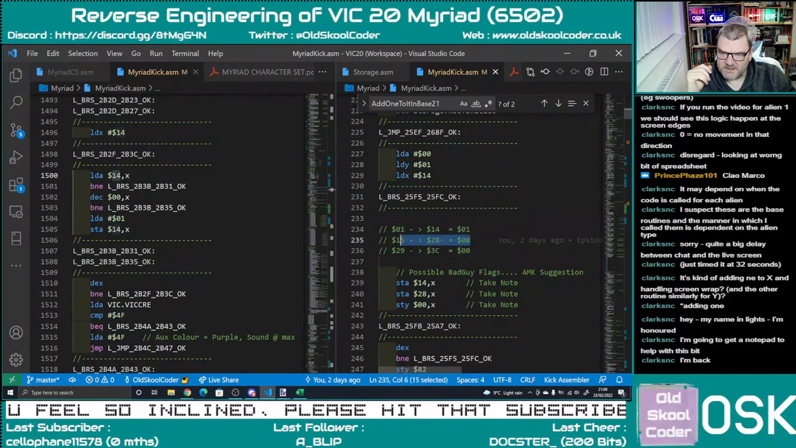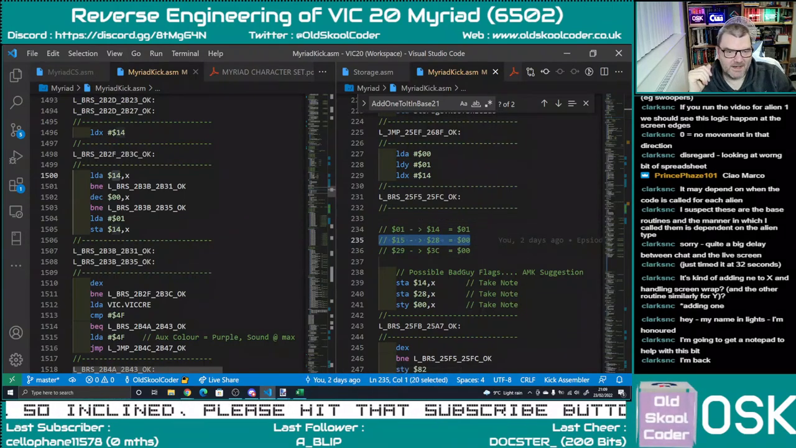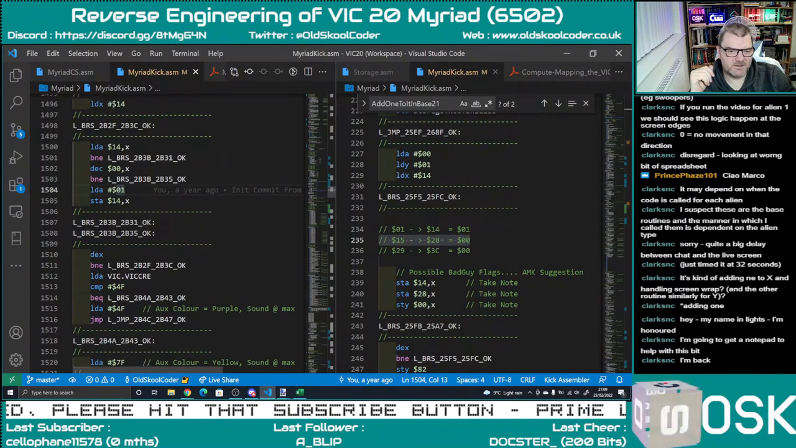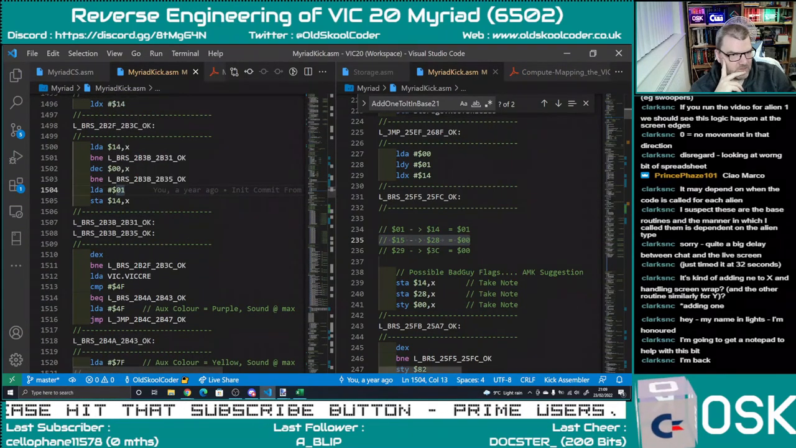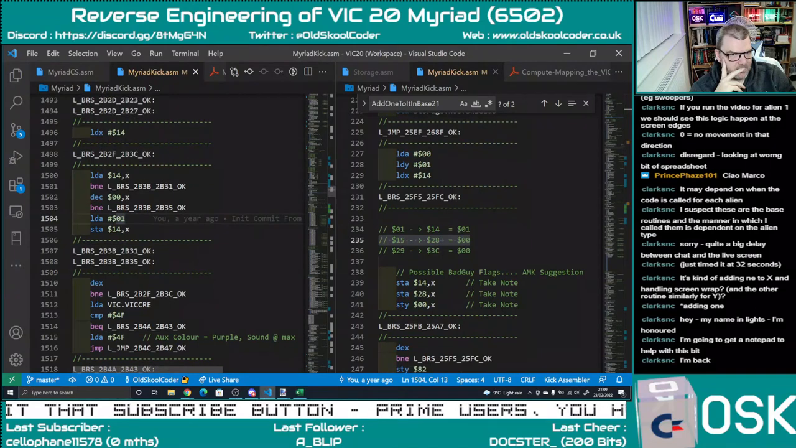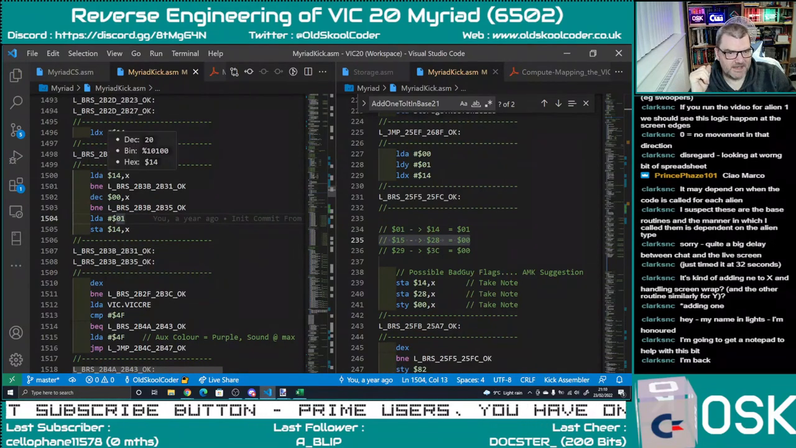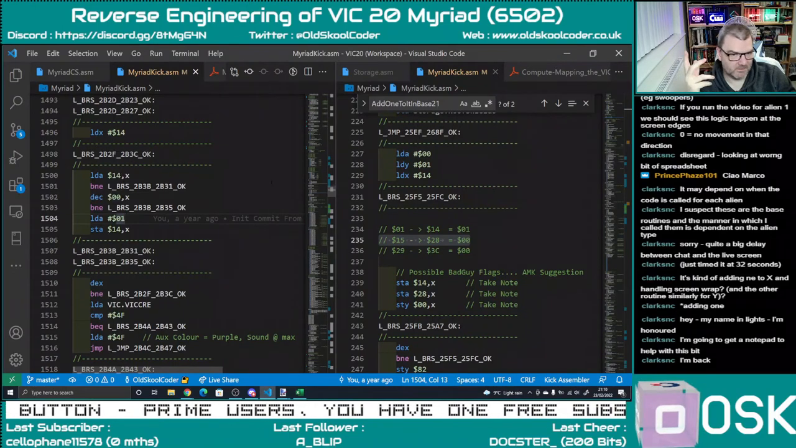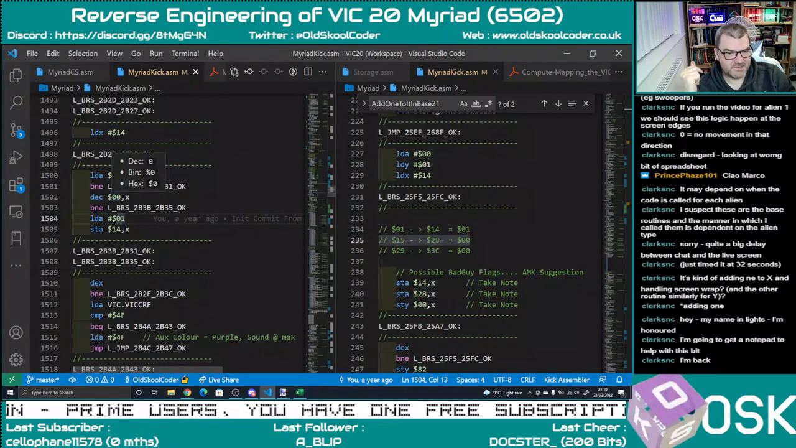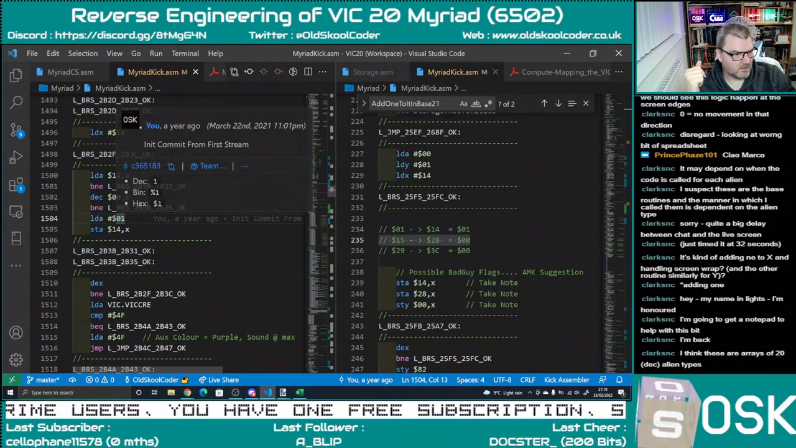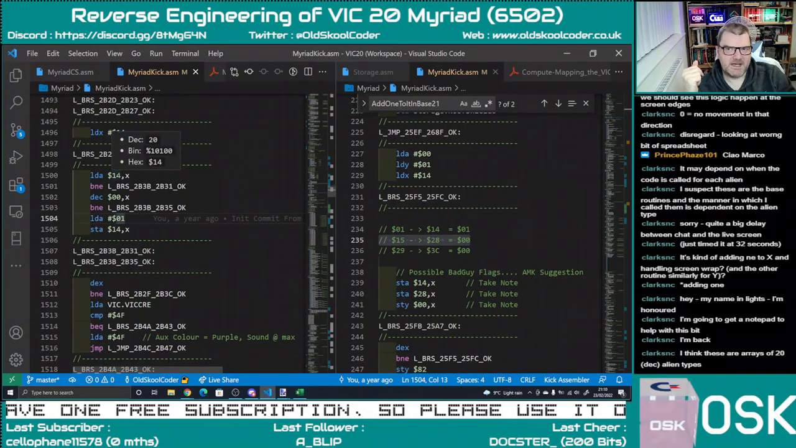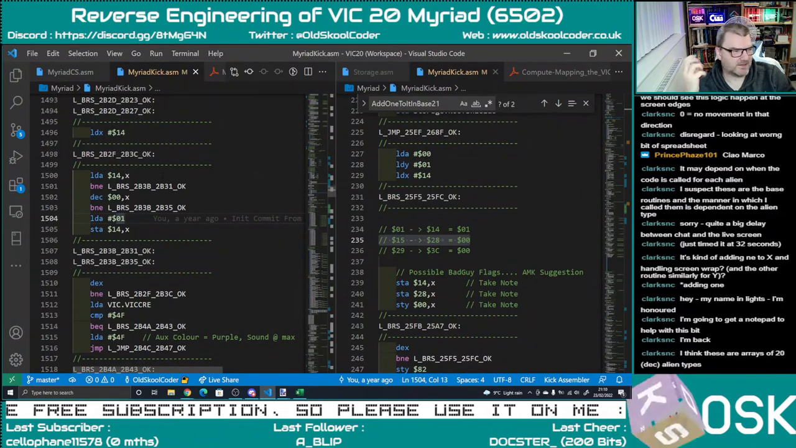Oh no, 14 is this one. So we're not putting it back into the initial state. We're trying to understand what this is doing, because that's all it does. It looks at 14. If it's 0, it decreases the equivalent first array. If that's 0, then it sets 14.